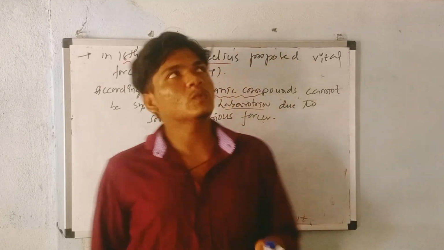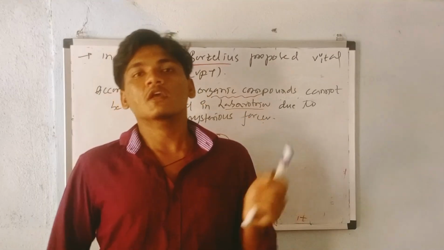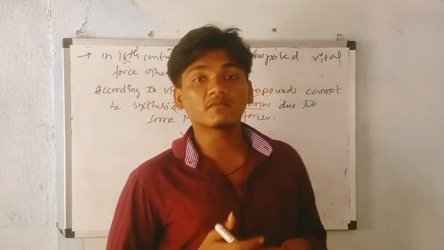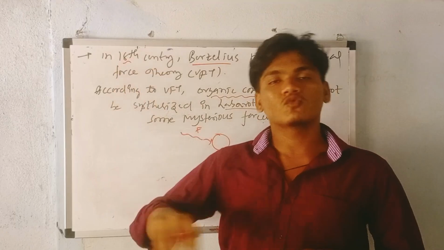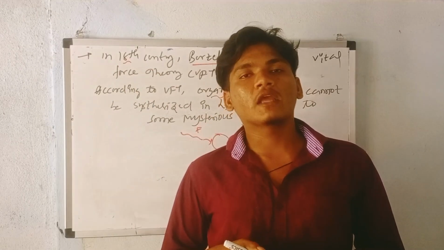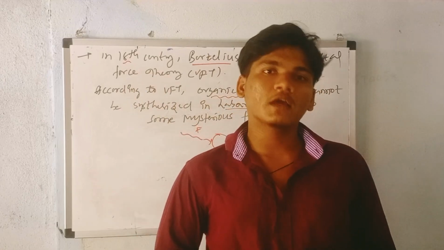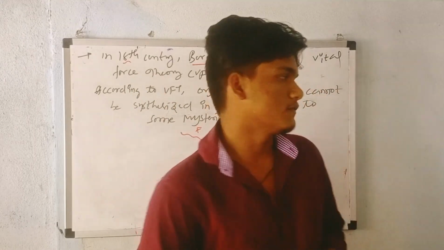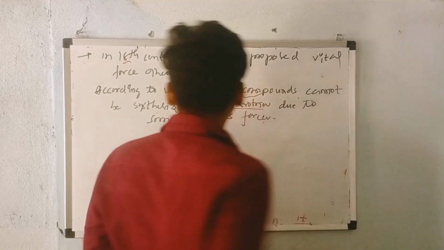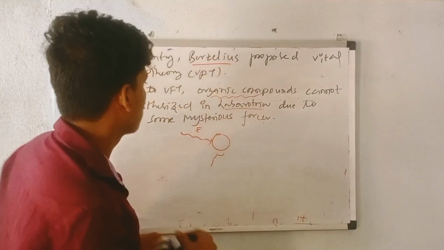This big statement was given by the scientist named Berzelius. Many scientists also believed that the statement made by Berzelius was true. But later, in 1828, the statement was proven wrong. What was that, and who proved it wrong? Let me discuss now. I hope you got a clear point regarding this.